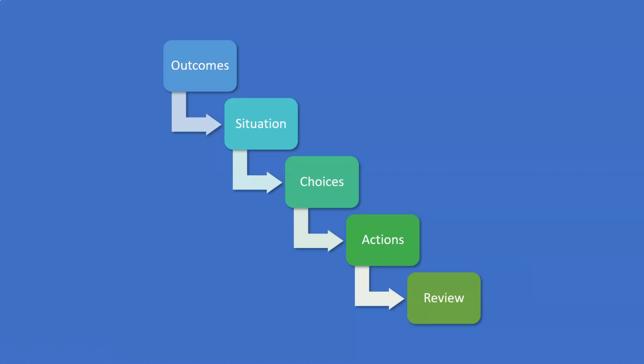Yeah, hello. In this video, let us discuss the OSCAR model. OSCAR stands for: O for outcomes, S for situation, C for choices, A for actions, and R for review.